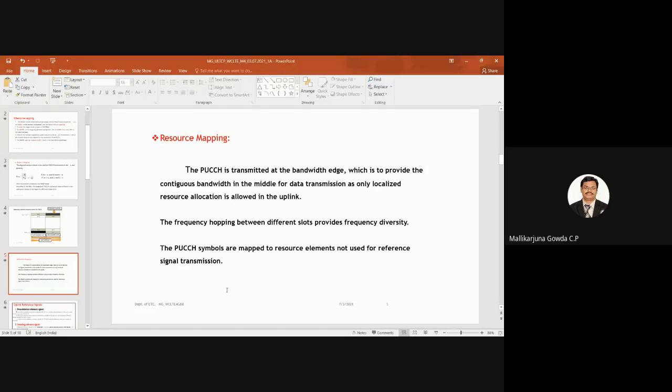In that, the bandwidth edge means near the end of the bandwidth will be used for the transmission of this PUCCH. The frequency hopping between different slots will provide frequency diversity. We have discussed yesterday about frequency hopping, whether inter-subframe or intra-subframe frequency hopping happens. PUCCH symbols are mapped to resource elements not used for the reference signal transmission. So this is all about the resource mapping with respect to PUCCH and PUSCH.